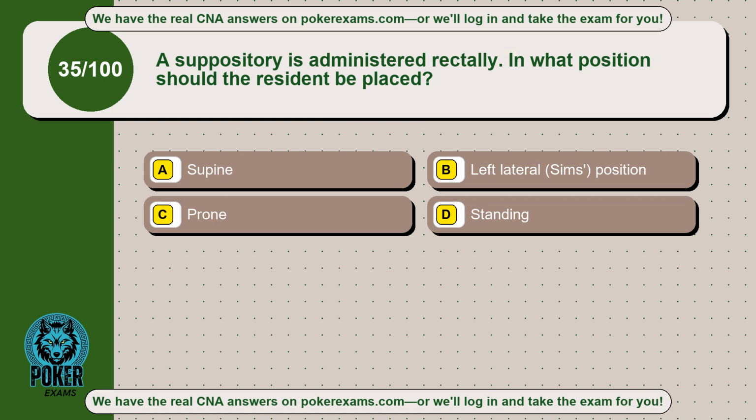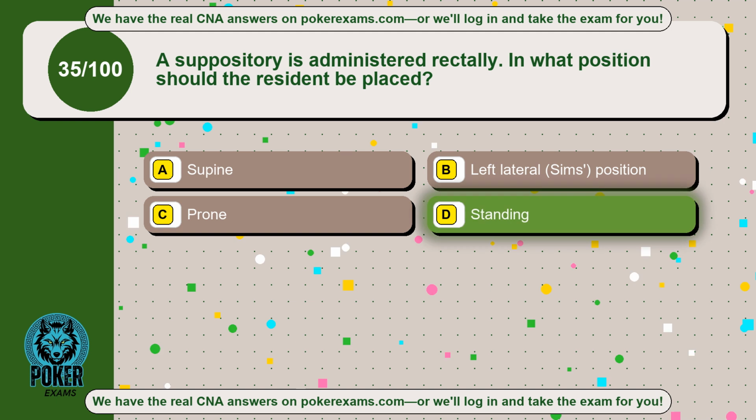Question 35. A suppository is administered rectally. In what position should the resident be placed? Option A, supine. Option B, left lateral, Sims, position. Option C, prone. Option D, standing. The correct answer is option D.